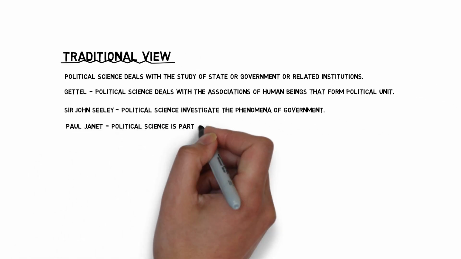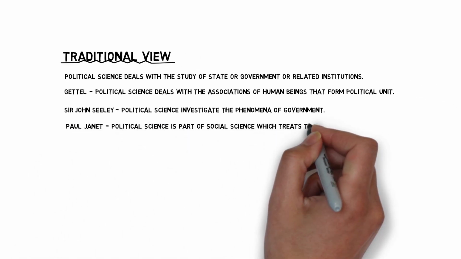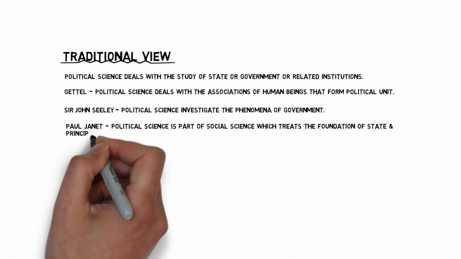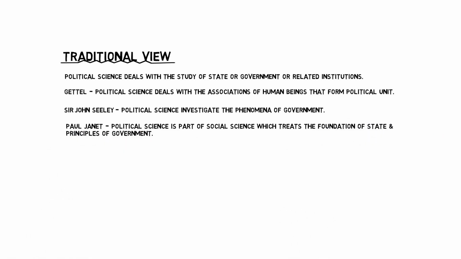Moving on, we have Paul Janet. He says that political science is part of social science which treats the foundation of the state and the principles of government. Again, according to Paul Janet, who has a very traditional perspective, when we talk about political science, it basically talks about the foundation of a state and the various principles of the government.